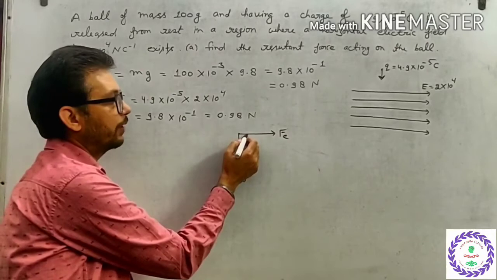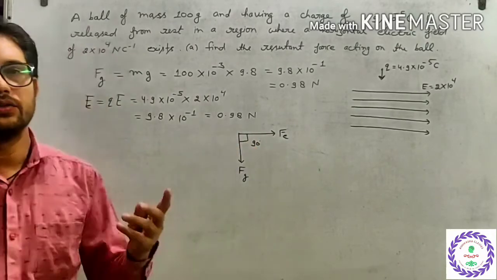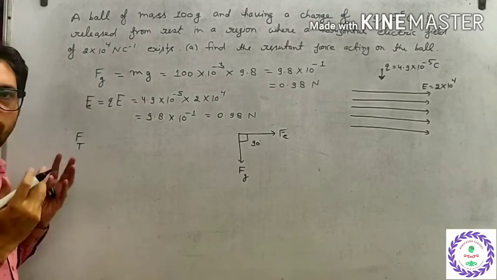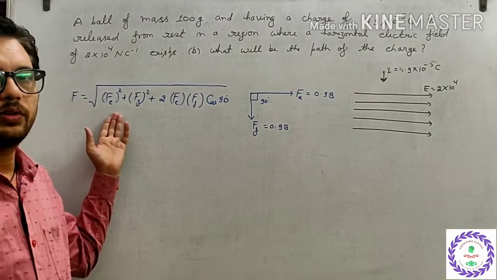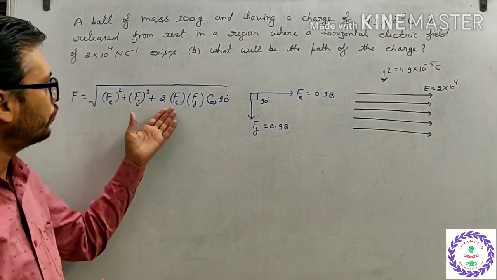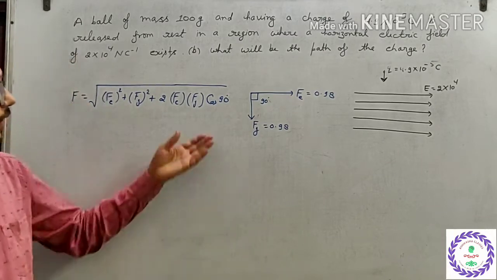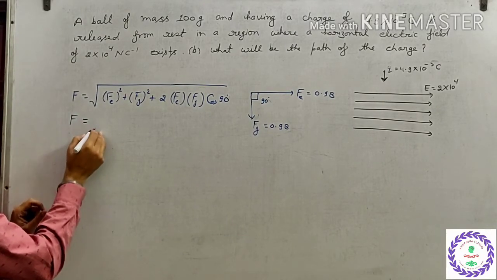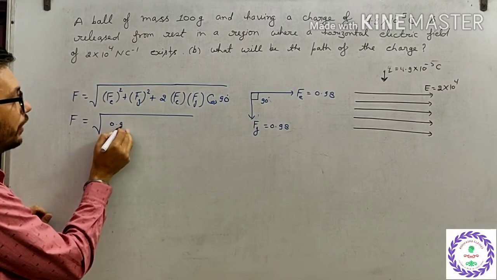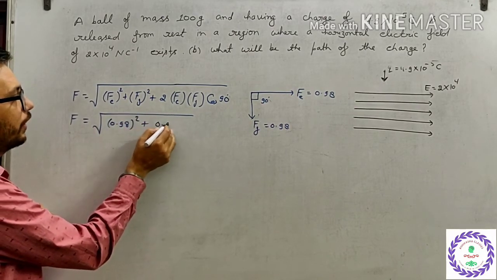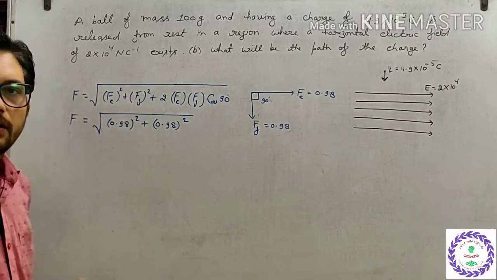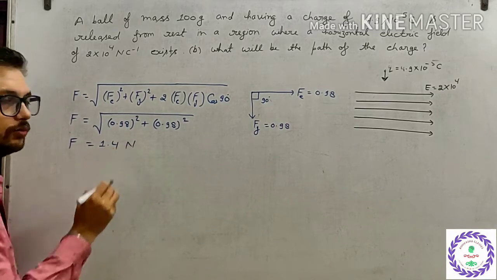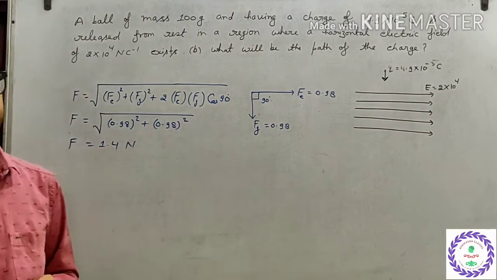Now the angle between these two vectors is 90 degrees. So simply by using the concept of resultant, we can find the net resultant or total force, equal to under root Fe square plus Fg square plus 2 Fe Fg cos 90. We know cos 90 is 0, so we put the value, that is F equals under root 0.98 square plus 0.98 square, and when we solve, we get F equal to 1.4 Newton. So this is the first part of the question.